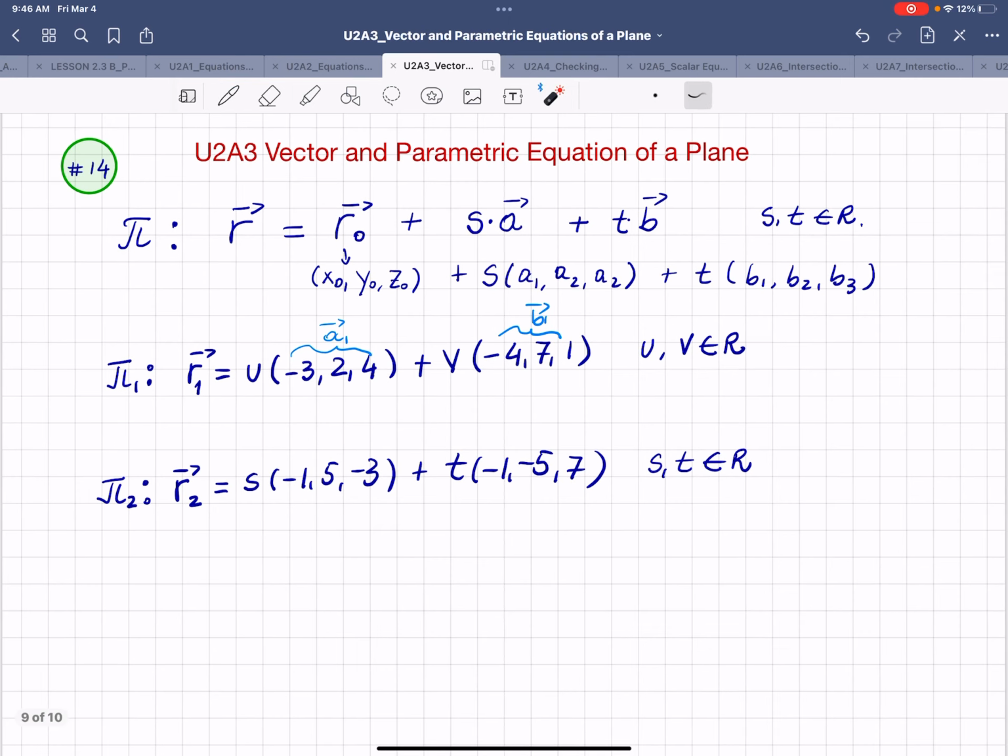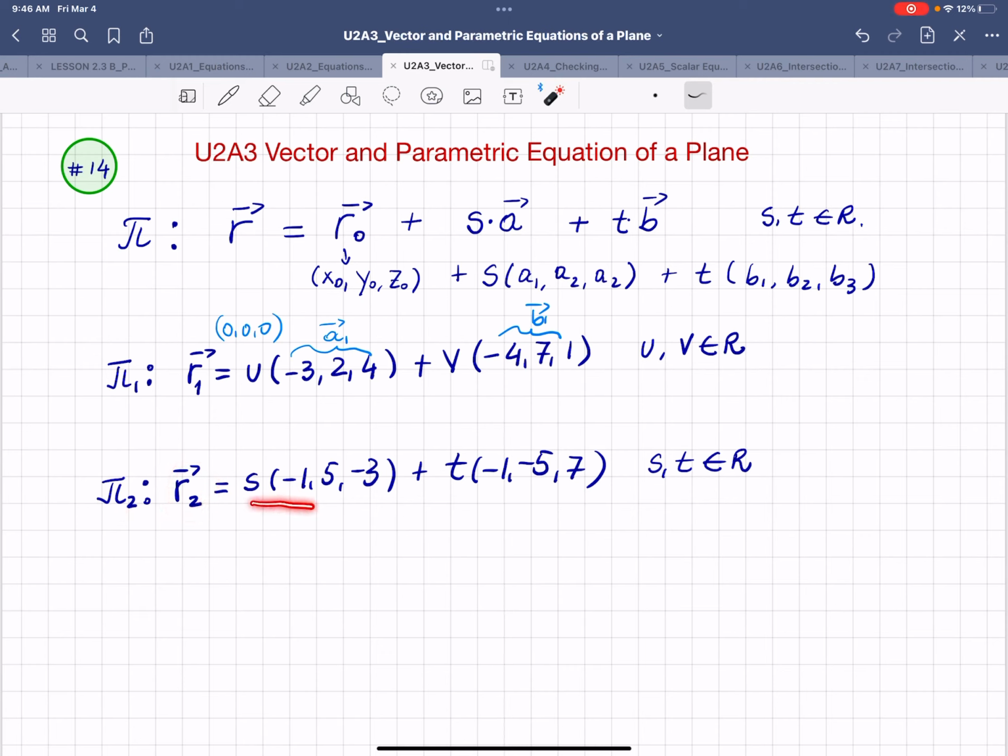Notice that we do not see here a starting vector, which makes us think that the starting vector must have had the coordinates 0, 0, 0. Which means that this plane passes through the origin. And when that happens, you do not need to write the coordinates of the starting vector. In a similar way, we can reason about the second plane, so r2 will be any vector on plane pi2.